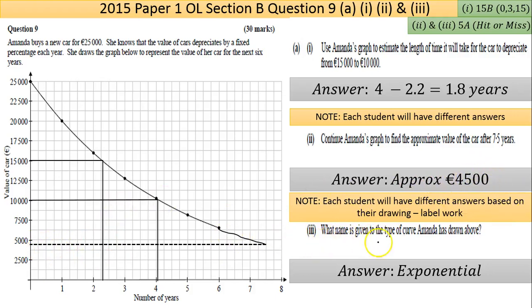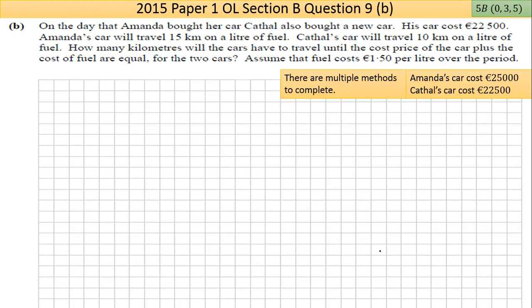The last one then, what name is given to the type of curve Amanda has drawn above? I can see if somebody would say quadratic. My first look at it I was like, oh, that's quadratic. But actually it's exponential, so it's going up and it's going up faster and faster and faster. Okay, and that'll be exponential. That's part A, parts 1, 2, and 3 done.